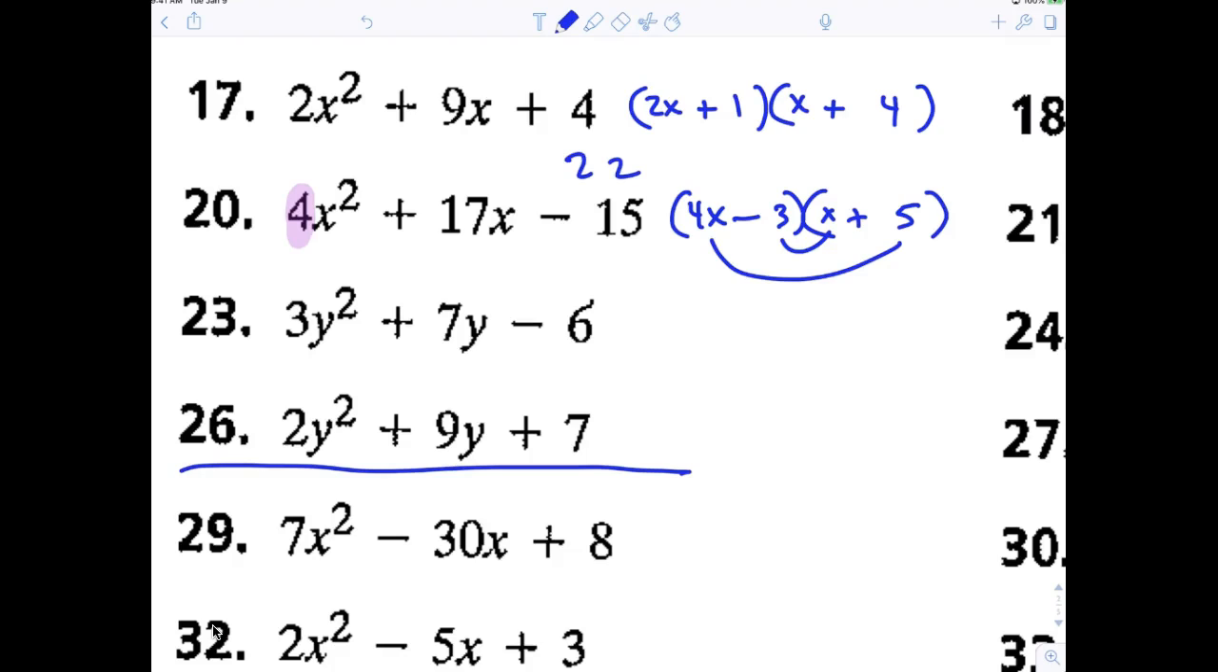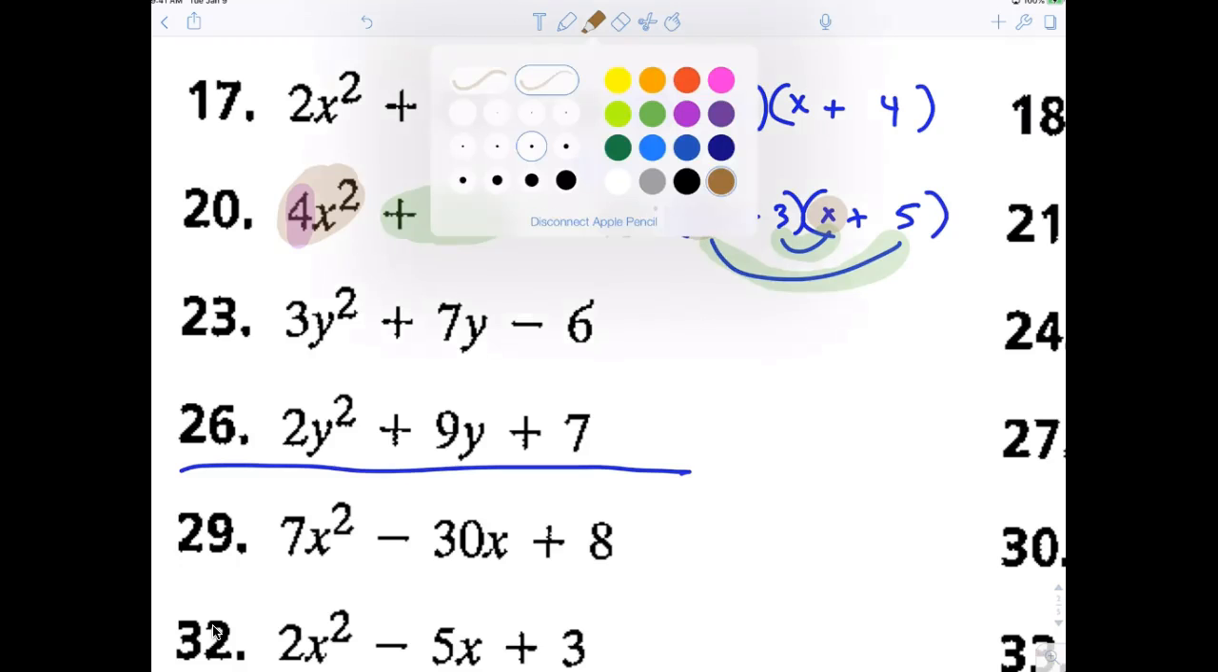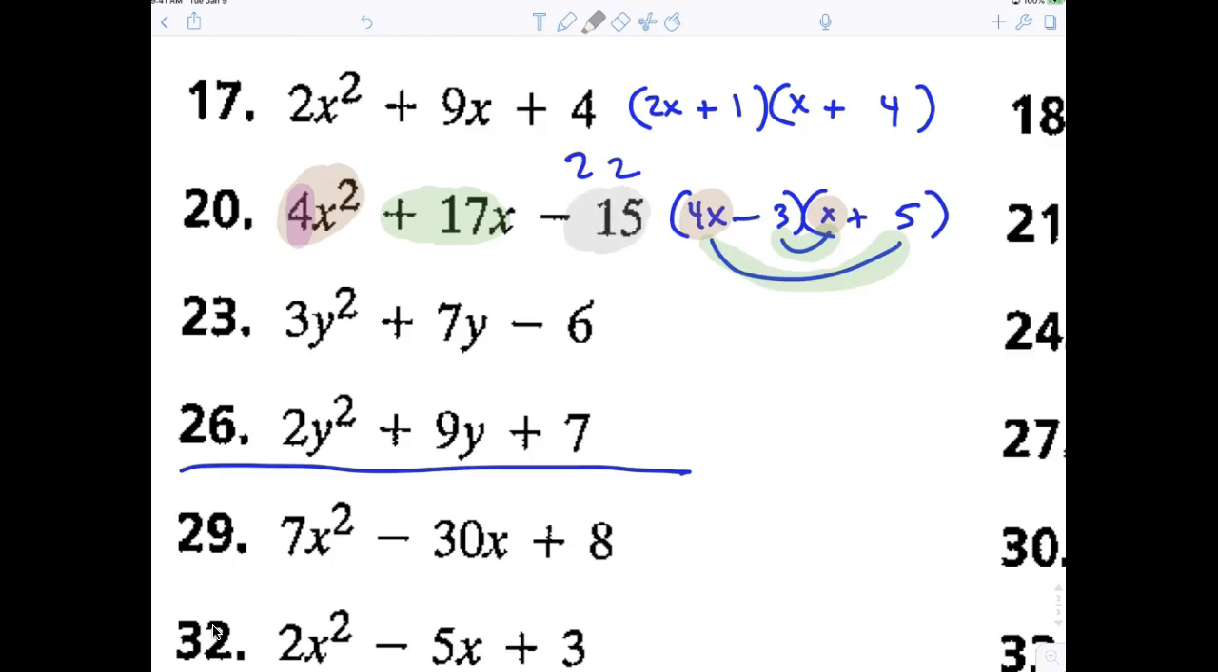How did you get 17? So you do the smiley faces. Listen to me. Very important. How much is this? And how much is this? Which makes that. You agree? These two up front, the 4x and the x makes the 4x squared. The one on the back end, negative 15, is from negative 3 and positive 5. You see it? All right.